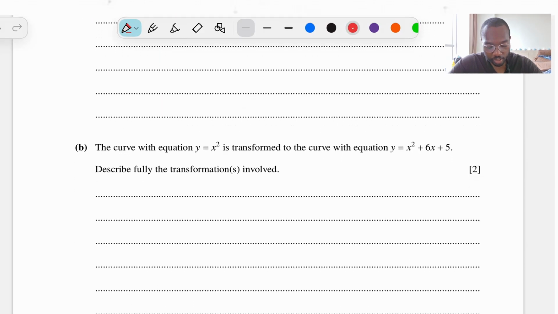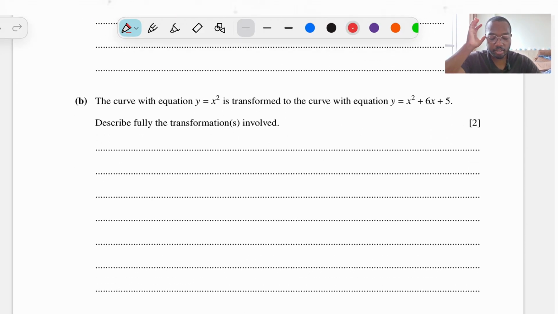And for the second question, okay, it says that the curve of equation y equals x squared is transformed to the curve of equation y is equal to x squared plus 6x plus 5. Describe fully the transformation involved. Well, from the previous question, we know that x squared plus 6x plus 5 is the same as (x plus 3) squared minus 4.